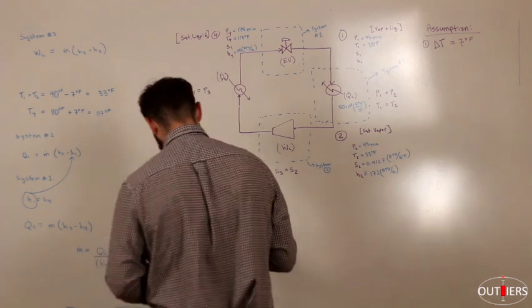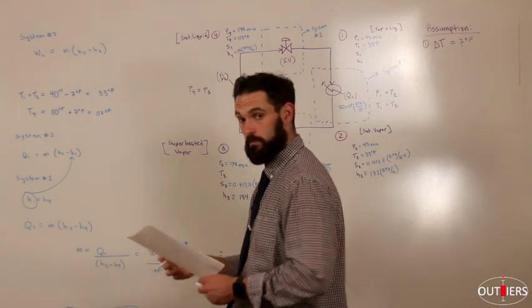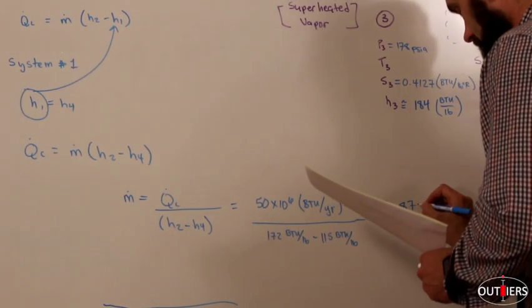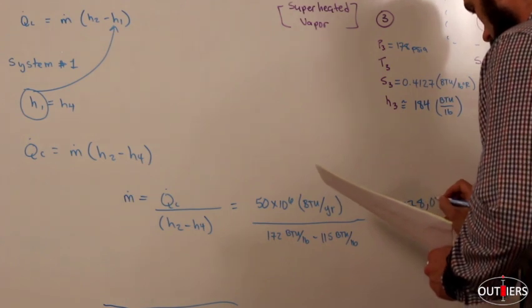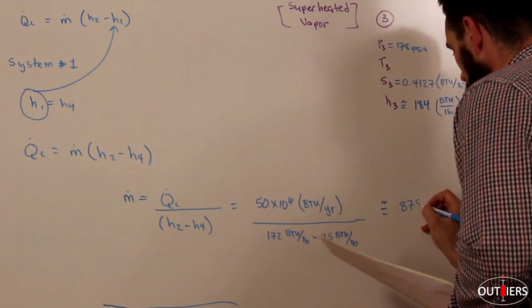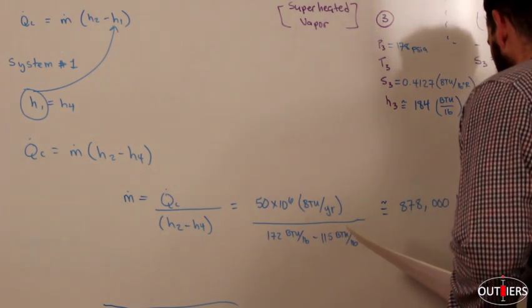What I wind up with is roughly, I'm just rounding up here, 878,000 pounds per year of refrigerant.